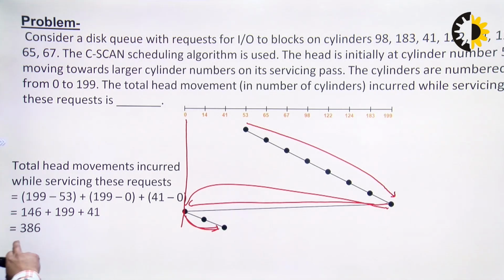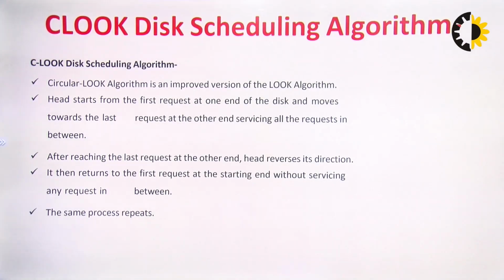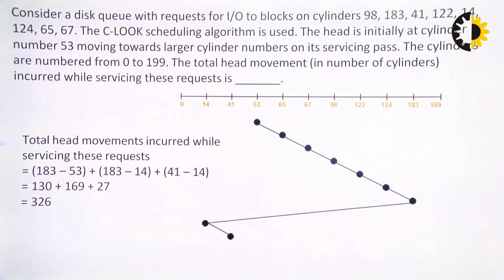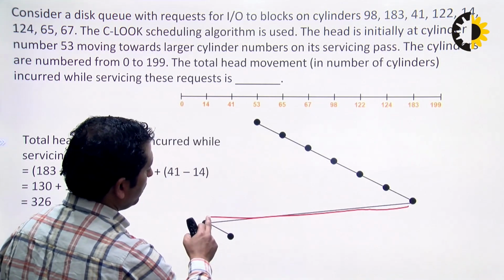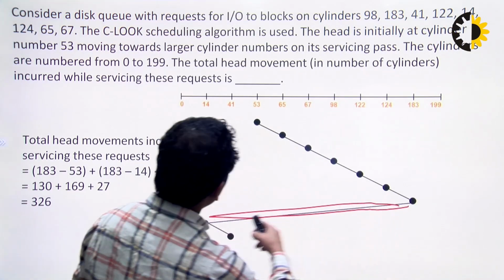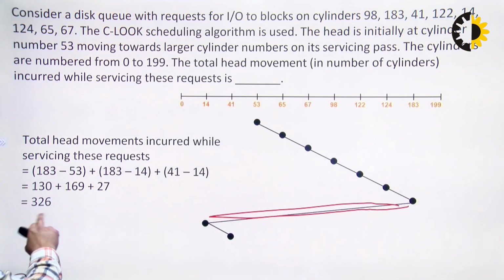So we can calculate the total movement, and the same is for C-LOOK. C-LOOK is also of the same nature as C-SCAN. In C-SCAN also there will be no serving of requests in this particular direction, and then we can calculate the total movement.